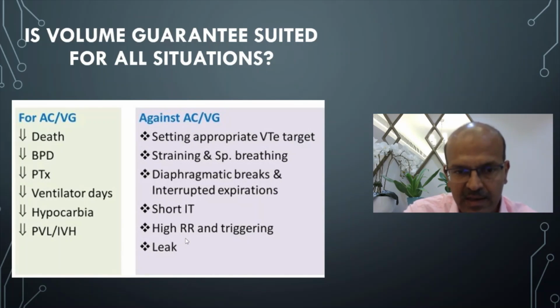Unless you keep the Imax as adequate, it should be higher than what you would normally keep. And triggering can happen if the baby is breathing fast as well. And leak will make it difficult to rely on volume guarantee. So we have to rely on the machine to a significant extent, and if the machine fails for any reason, then we will be in trouble as well.